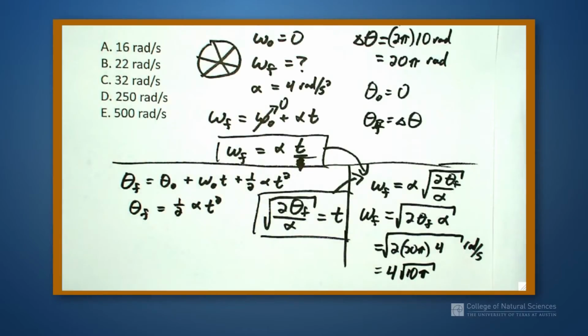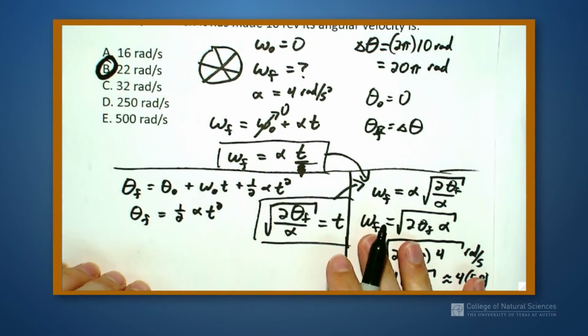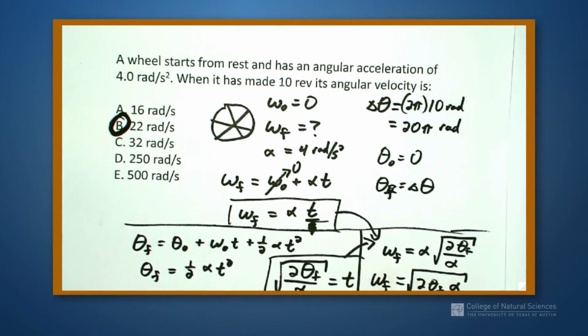Square root of 10 pi is approximately equal to 4 times, that's 31. So this is 4 times a little bit less than 6, 5.8, 5.9. So 6, so I'm going 24. 4 times 6 is 24, a little bit less than that. I'm saying 22 radians per second is my right answer.